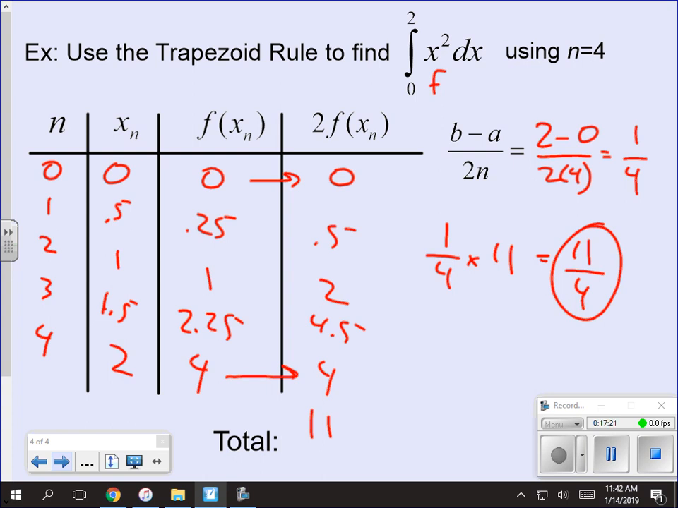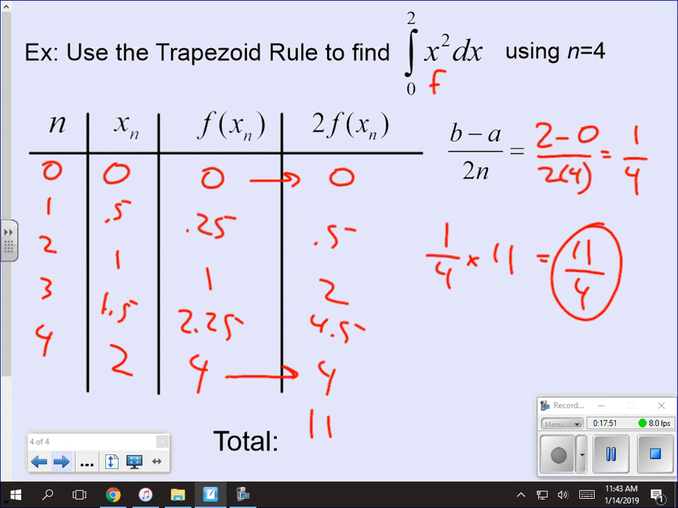Splitting up, so how many spaces do you have? If I have n is 4, that means I have 4 trapezoids that I'm adding together. My first trapezoid goes from 0 to 0.5. Second one goes from 0.5 to 1. Third one from 1 to 1.5. My last trapezoid goes from 1.5 to 2. Those are the widths of my trapezoids.